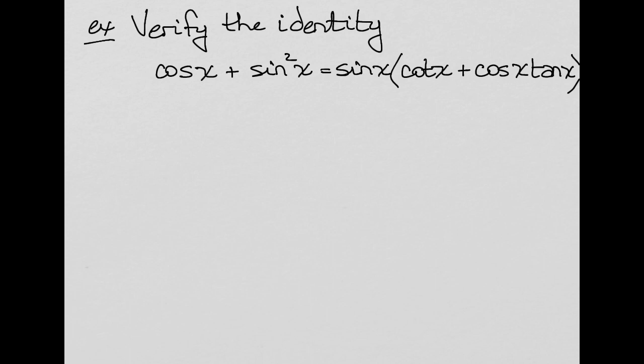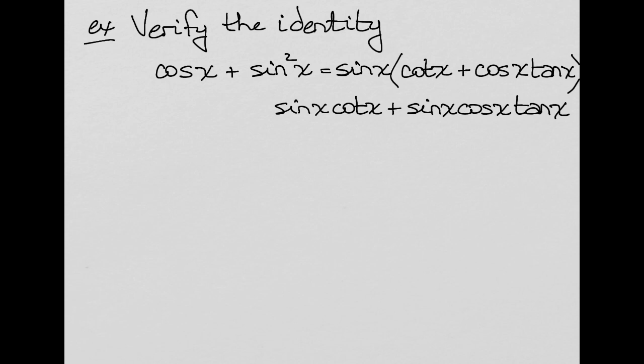So the first thing I'm going to do here, I think, is distribute. I'm going to distribute sine x through there. So I'm going to have sine x times cotangent x plus, oh, this is fun, sine x, cosine x, tangent x. Okay, so I don't know if that looks better yet, and it doesn't look like what I'm aiming for on the left.